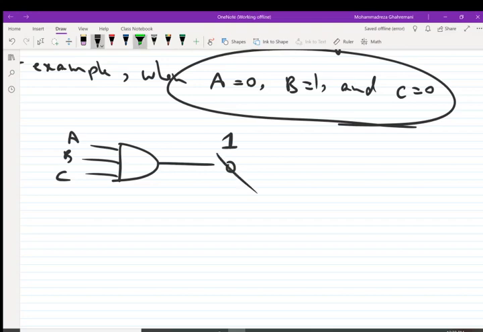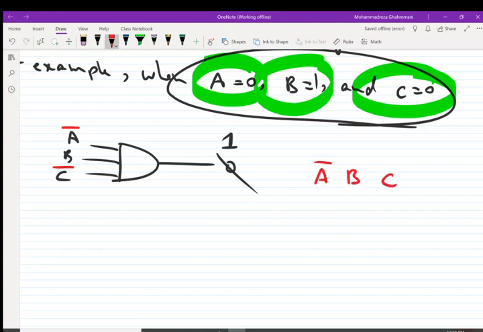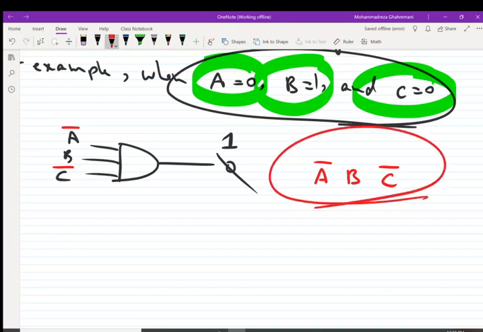So A is 0, so let's apply A bar. If A is 0, of course A bar is 1. So A bar is 1 input. What about B? B is 1, so we apply B to the input. What about C? C is 0. Let's apply C bar because if C is 0, C bar is 1. So the corresponding minterm is A bar, B, C bar. If we apply A bar, B, C bar to an AND gate, the output will be equal to 1.